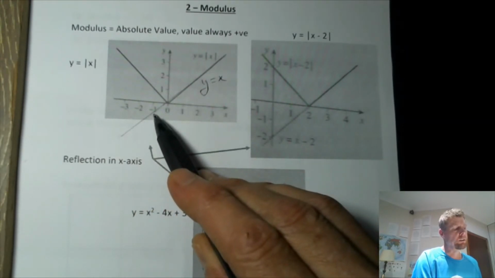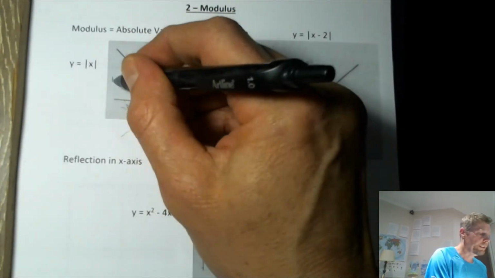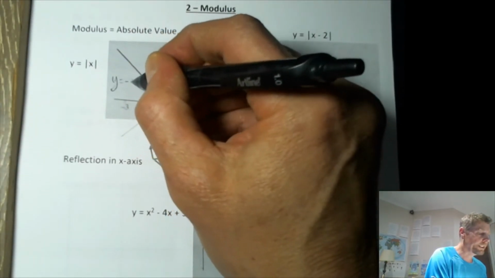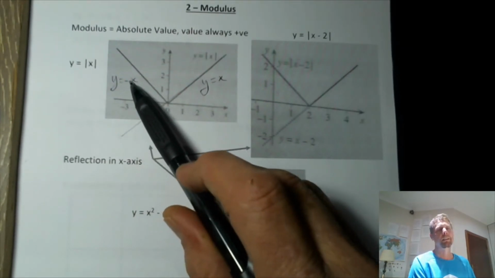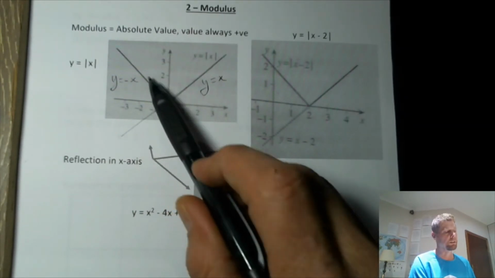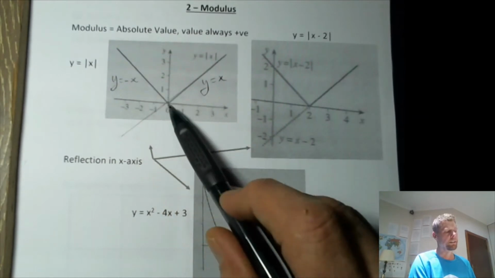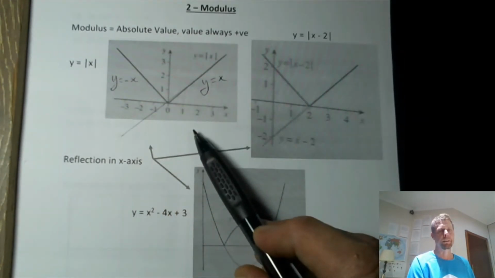And so you need to reverse the sign of x. So we say that y equals minus x, okay? Because in this area, x is always negative, so minus and minus gives you your positive. And there you have now the graph of mod x.